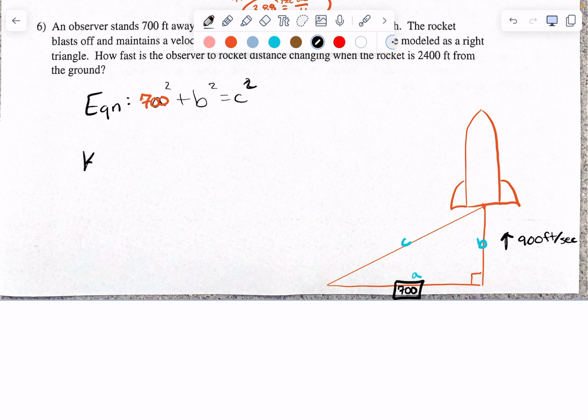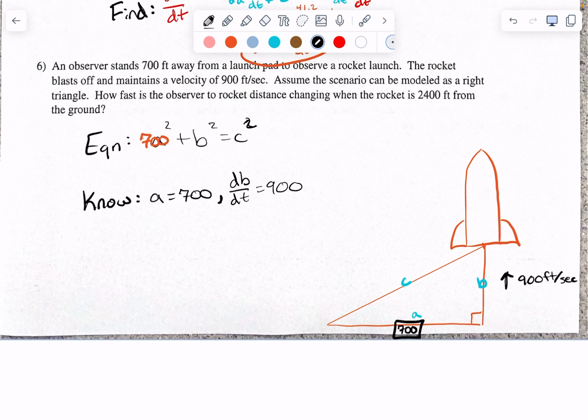Okay, things that we know. We know that A is 700, which we've already plugged in. We know that dB/dt, if that's what we've named it, is 900. Assume the scenario can be modeled as a right triangle. How fast is the observer-to-rocket distance changing at 2,400 feet from the ground?